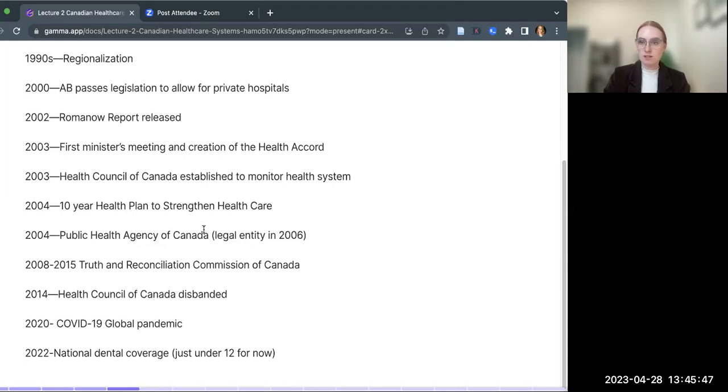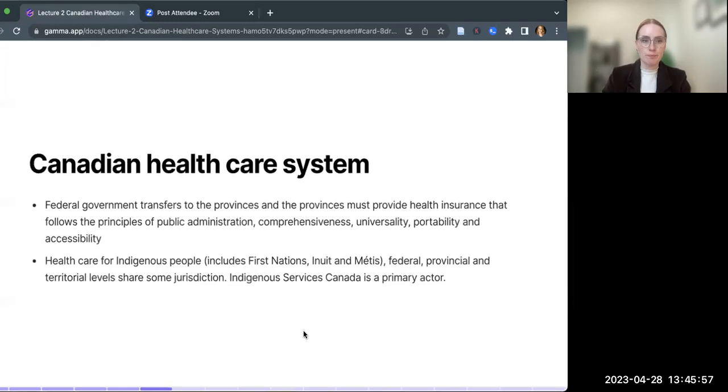But obviously this isn't something that is necessarily static, and there's a lot of work that still needs to be done to figure out how we can deliver high quality universal healthcare across the country. So now we're at a stage where the federal government transfers to the provinces, and the provinces are then responsible for delivering service that follows the principles of public administration, comprehensiveness, universality, portability, and accessibility.